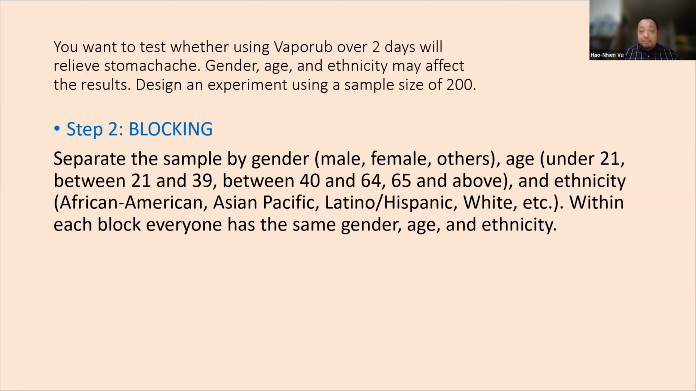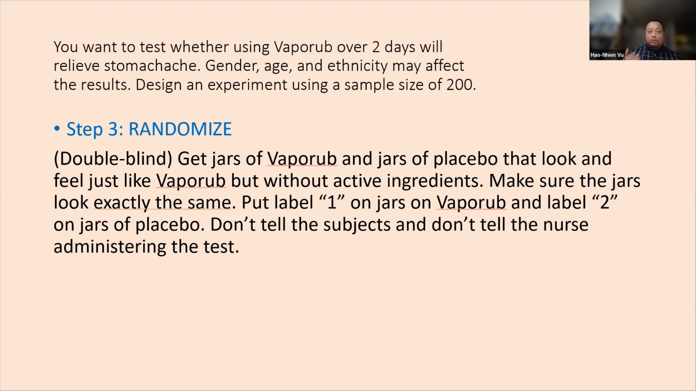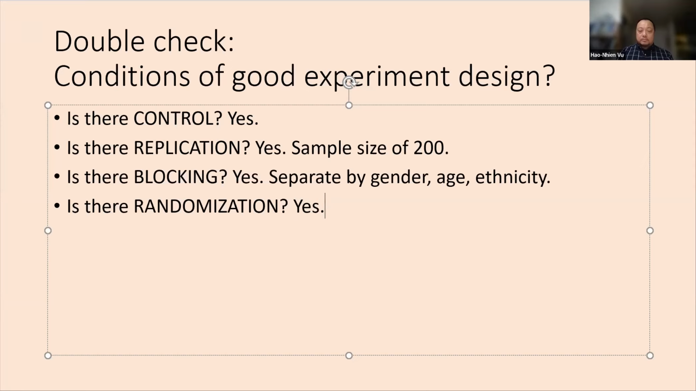Number 3, is there blocking? Yes, we had a whole step that's actually called blocking. We separated people out by gender, age, and ethnicity. Is there randomization? Yes, we had 2 whole slides on randomization. So yes, we had all 4 conditions of good experiment design. We weren't even trying, okay? We just followed the process and automatically we get all of these conditions.